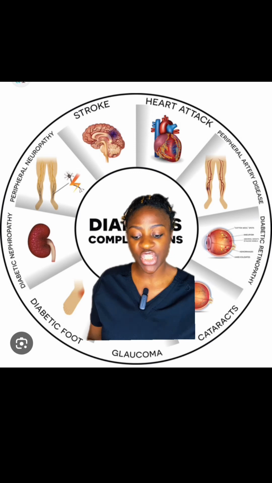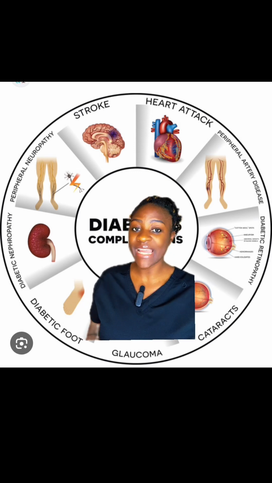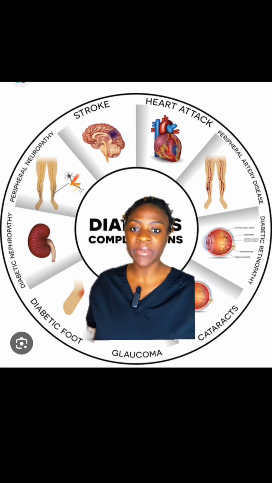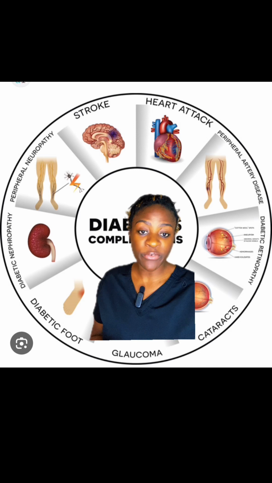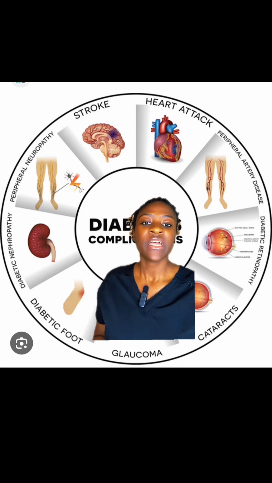Make sure that you're looking at your body, assessing your body at home. We talked about the heart attack and the strokes, which are macrovascular changes. We talked about peripheral neuropathy again, and diabetic nephropathy, which affects the kidney. You're peeing out albumin in your urine.